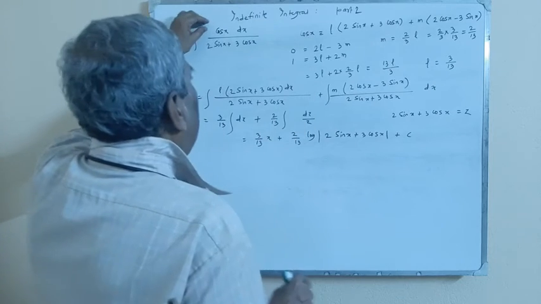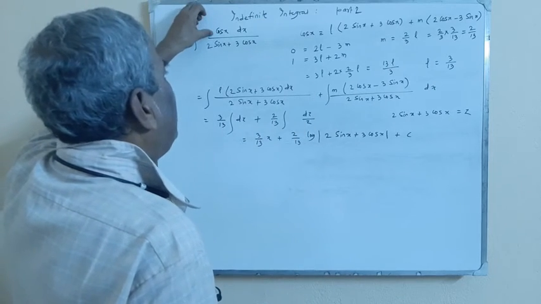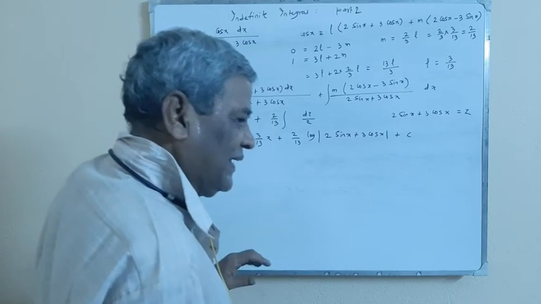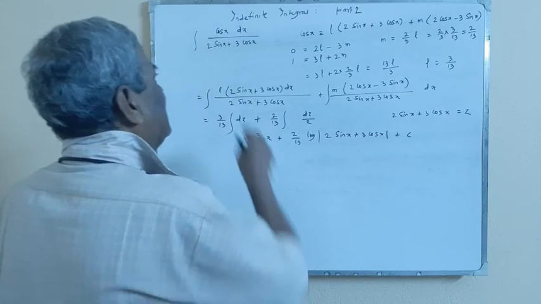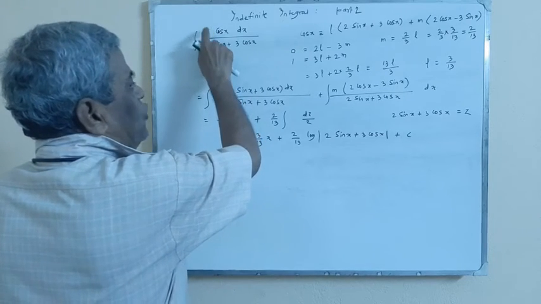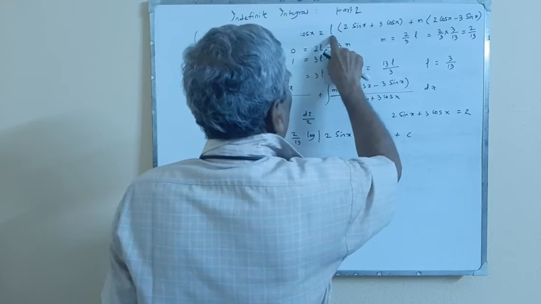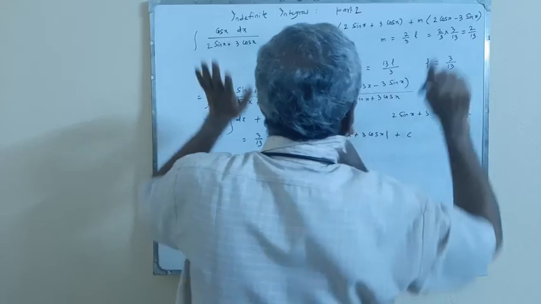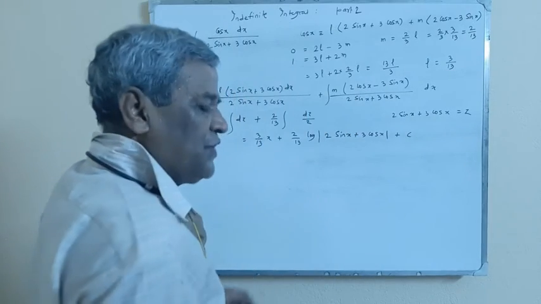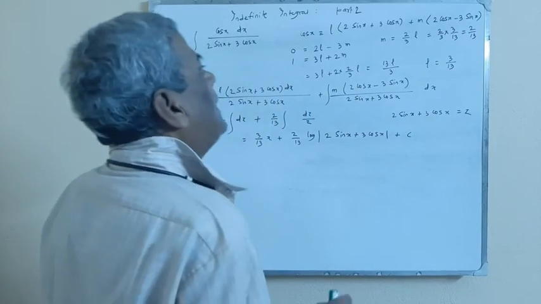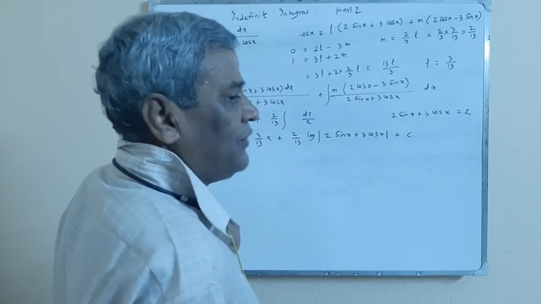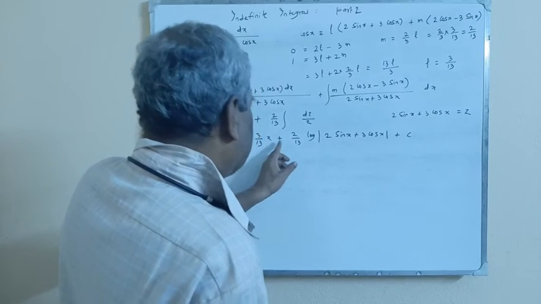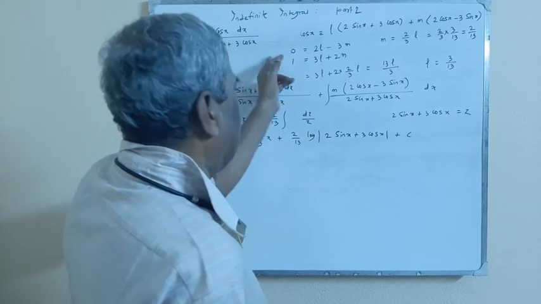The process is very simple. What is the format? In the numerator, linear in sin x and cos x, and in the denominator, linear in sin x and cos x. In that case, we have to take the numerator as equivalent to some constant into the denominator plus another constant into the derivative of the denominator. Then, equating coefficients of sin x and cos x from both sides, you can very easily obtain the values of L and M. After that, it will be L into x always there, plus M into log of the denominator.